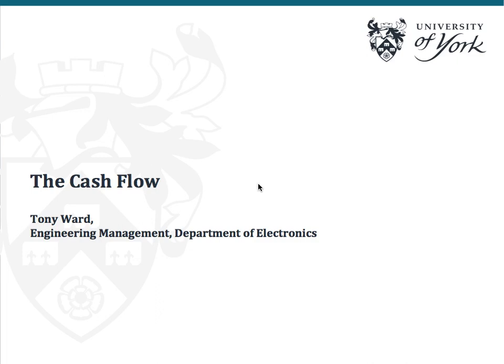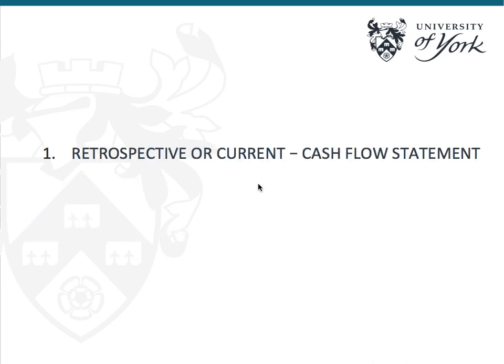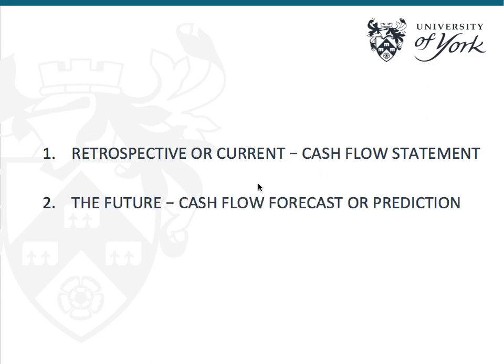Technically, that's bankruptcy. So if we think about a cash flow, we produce a document that summarizes the cash in and cash out. If we do that either retrospectively or up to current time, the document is called a cash flow statement. If we do it looking into the future, then it's called a cash flow forecast or a cash flow prediction. And the important point about a cash flow forecast is that it's a model of the future. It hasn't actually happened yet.